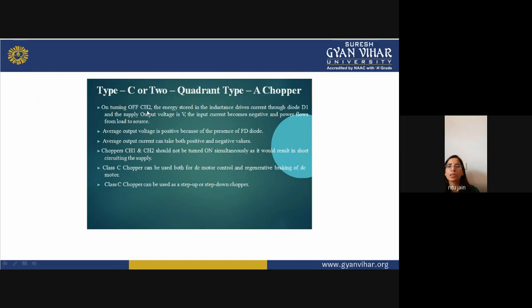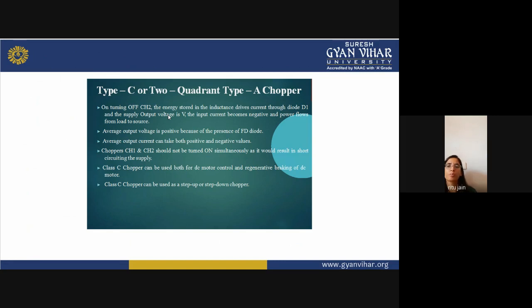On turning off CH2, the energy stored in the inductance drives current through diode D1, and the supply output voltage is V. So the input current becomes negative and power flows from load to source. So average output voltage is positive because of the presence of freewheeling diode.